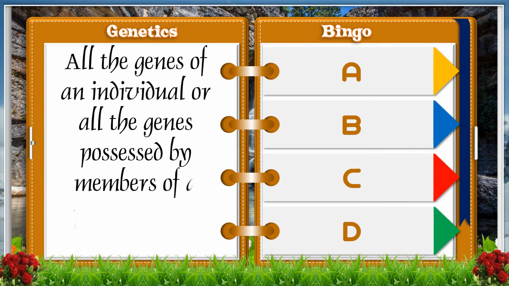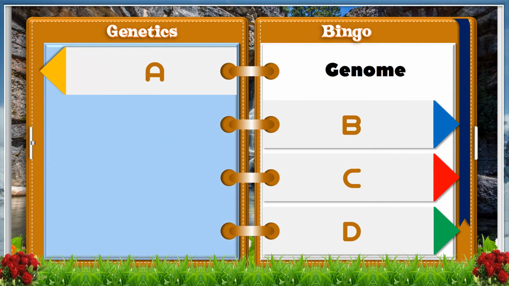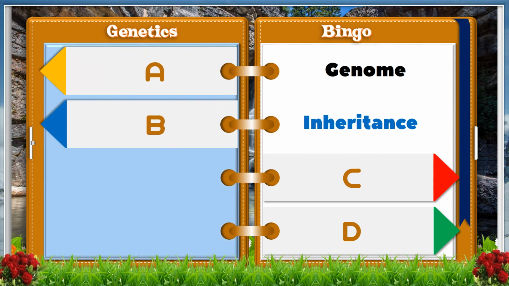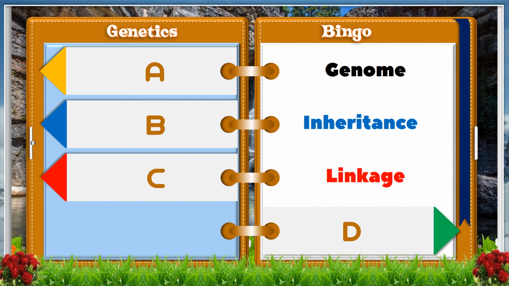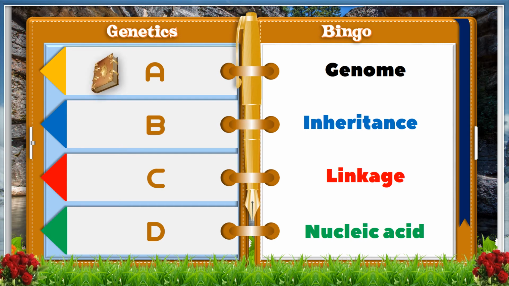All the genes of an individual or all the genes possessed by members of a population or species. A. Genome. B. Inheritance. C. Linkage. D. Nucleic acid. And the answer is A. Genome.